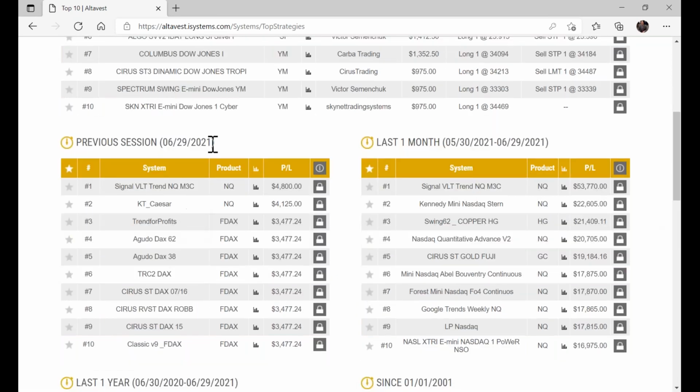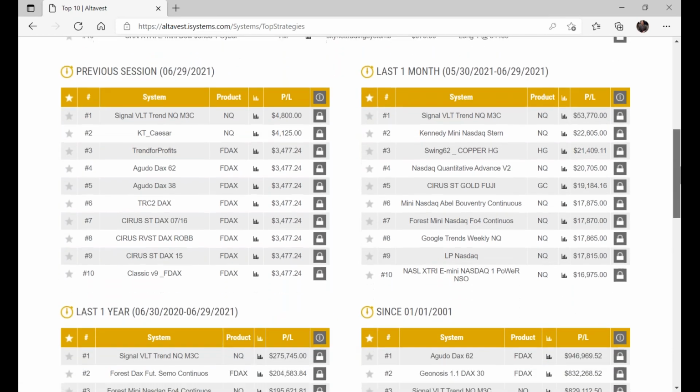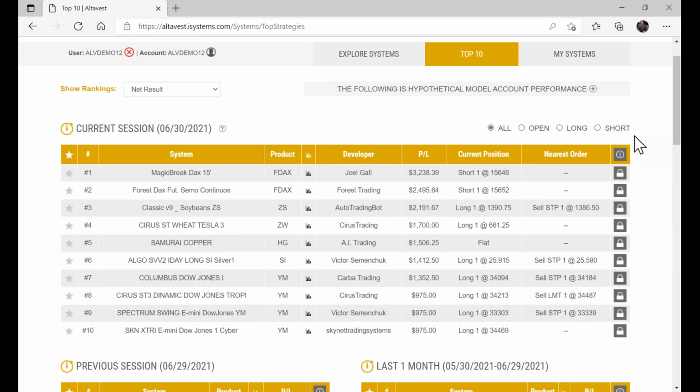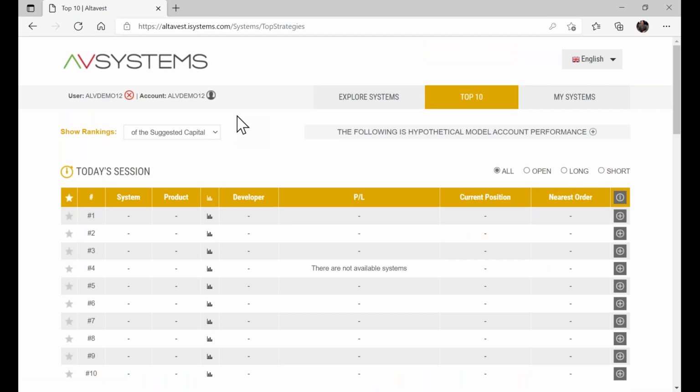You can see the previous session here. NASDAQ were the 2 top performers yesterday. Last month, again, NASDAQ performed the best in terms of these particular systems, then last year, and then since 2001. So we don't have to go into all that, but I just want you to see that it's all available for you, and you can view that on a net result or as a percentage of suggested capital.